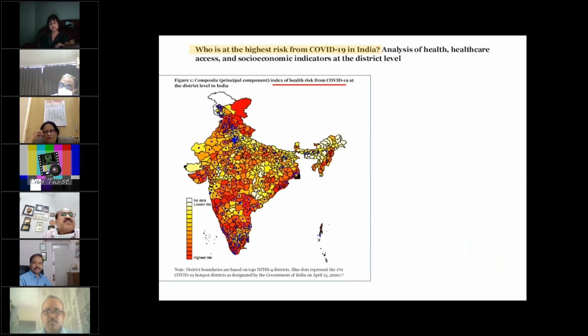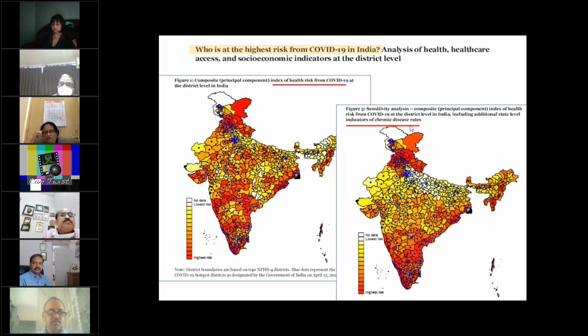If you look at the Indian data, this is spectacular data. If you see on the left side, the health risk from COVID, predominantly the red area is in the northern area, southern, and parts of eastern and western. And this is exactly replicated by where chronic diseases are higher, like hypertension, diabetes, CKD. So both the graphs match. So even Indian data tells us that comorbidities is a bad sign.